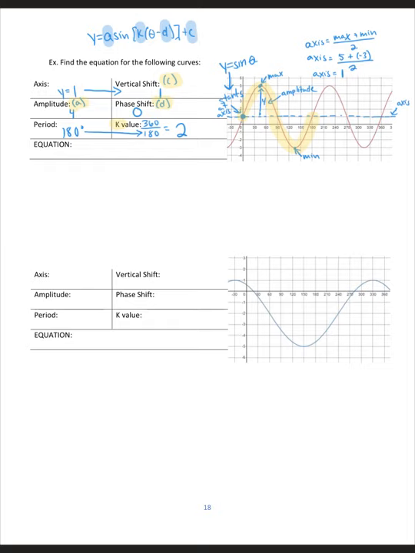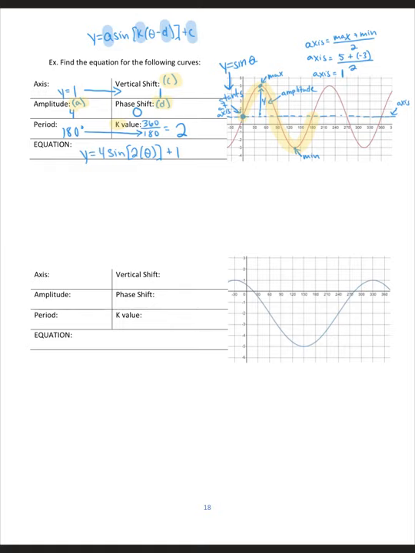So we will have that y equals my A value, which is 4, and then sine, and then my first set of brackets is my K, which is 2, and then in your other brackets we have theta minus D. D in this case is 0, so we can just close our brackets, plus our C value, which is 1. Okay, and that's the transform function of that graph based on our sine curve.